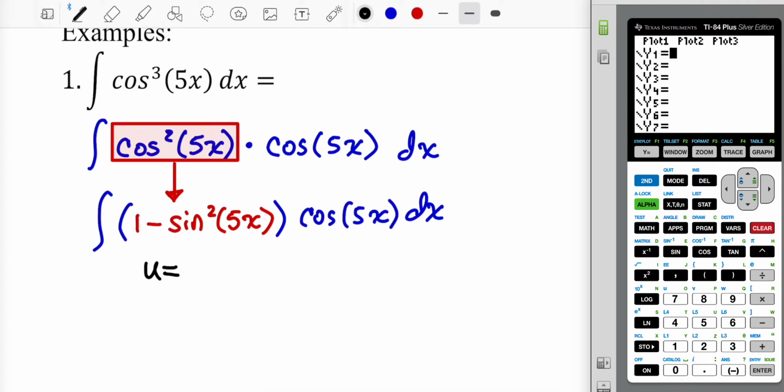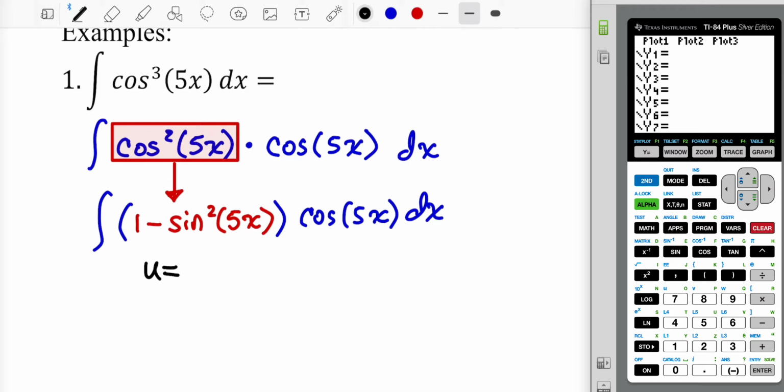If you were to differentiate 1 minus sine squared 5x, you would get, well, the 1 would go away. You get negative 2 sine of 5x times the derivative of the sine, which is cosine of 5x, then the derivative of the 5x, which would be 5. So we'd be looking at negative 10 sine 5x cosine 5x. I was getting tripped up on the 5x.